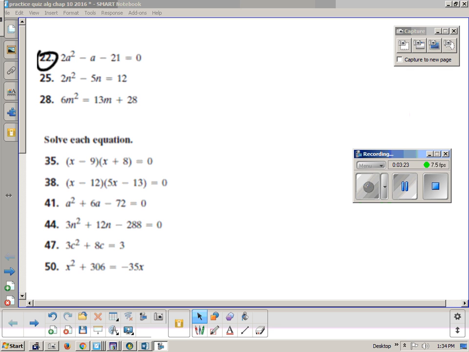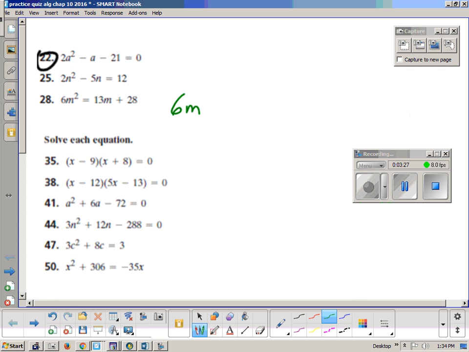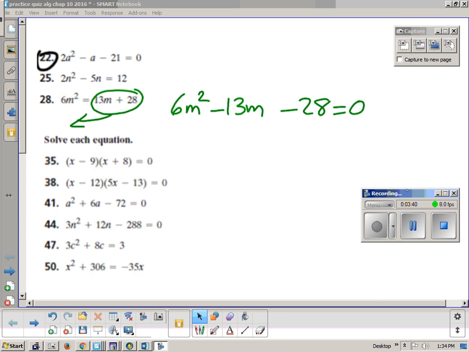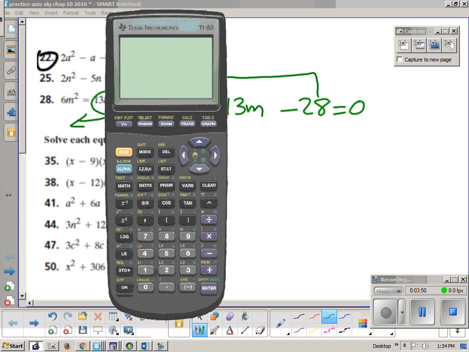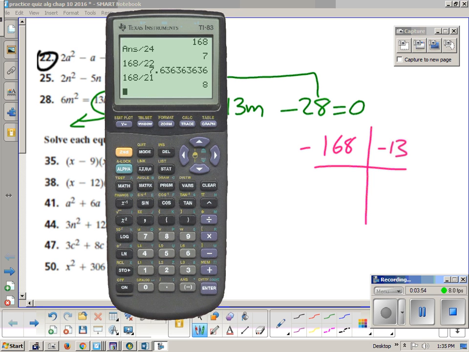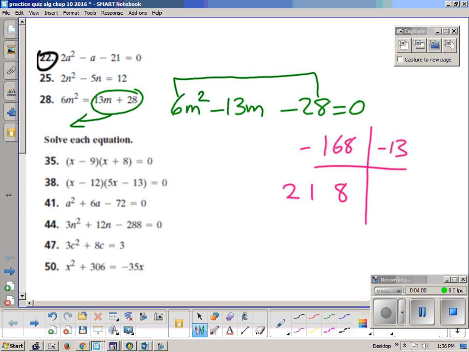Okay. The next question is 6m squared. But again, this is on the wrong side, so we need to bring it over by subtraction. Minus 13m minus 28 equals 0. These are not divisible by anything, so we're going to have to do the long method. 6 times negative 28. Okay, I just did some calculations, and that's going to be 21 times 8, and 21 is negative. Again, rewrite your problem. 6m squared minus 21m plus 8m minus 28 equals 0.